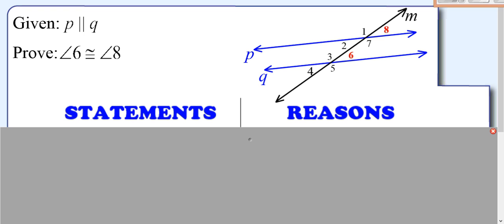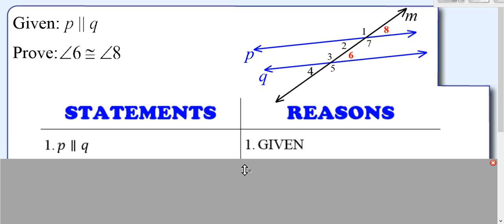So every single proof, we've talked about this with other proofs that we've done, the very, very first thing you write when you do a proof is the given. So we are given the 2 lines are parallel. P is parallel to Q. Always start with the given.